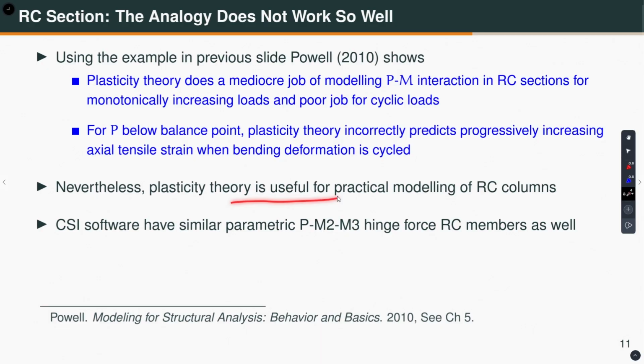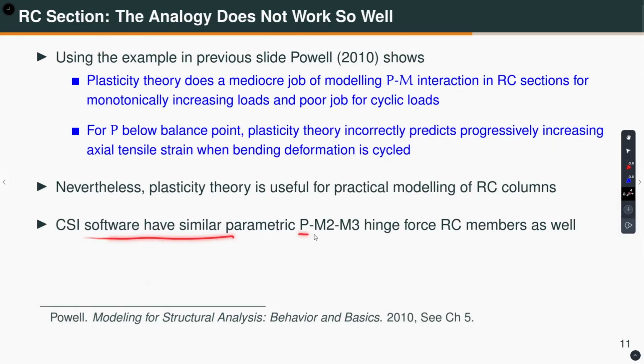Plasticity theory is useful for practical modeling of reinforced concrete columns. As we move forward, you will see that every model has its own limitation. Okay. And if you go back and recall, probably towards the beginning of the course, I said all models are wrong and some are useful. Similarly, we know that this has severe limitation, but still if you do not worry too much about the axial deformation, or if the axial deformation is not going to affect your final result, then you can go ahead and use the stress resultant plasticity theory for the reinforced concrete column also. So, therefore, CSI software also has a parametric PM2 M3 hinge for reinforced concrete members as well.